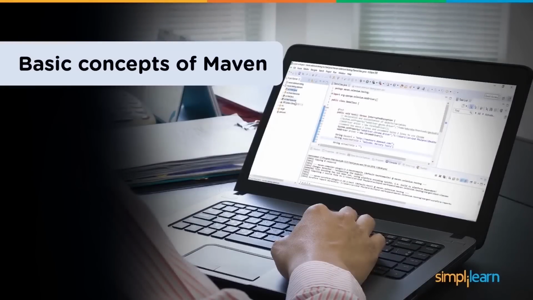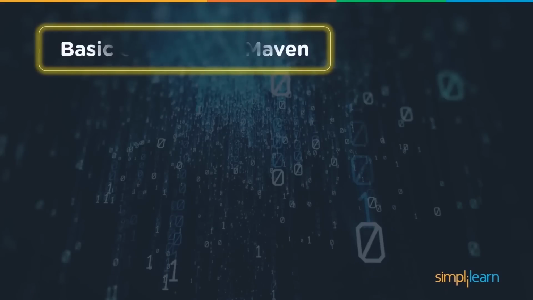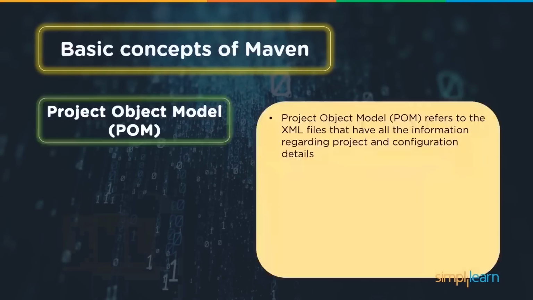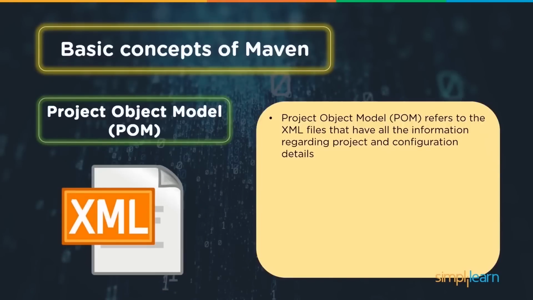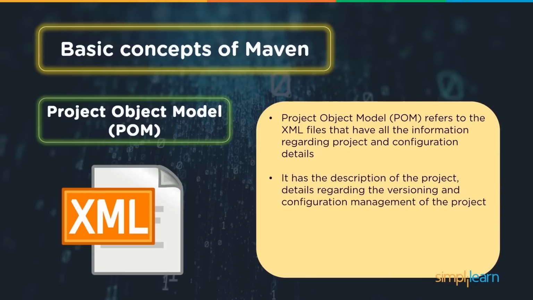Now, what are the basic concepts of Maven? One of the basic concepts in Maven is the project object model. The project POM refers to the XML file which has all the information regarding the project, how this particular project should be built, and how the different build processes should be automated. It also has a description of the project, and the versioning information is also stored in this POM file.